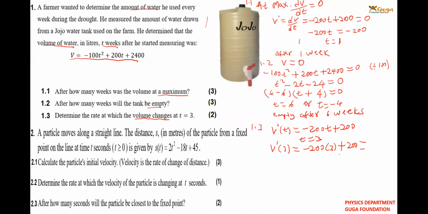which will be equal to negative 400. So now the volume will decrease because it's negative. The volume will decrease at 400 liters in a week. So now we can do the other question.